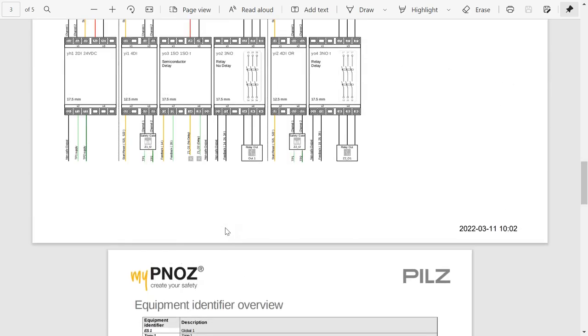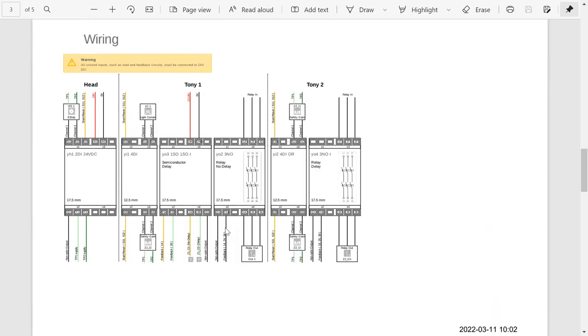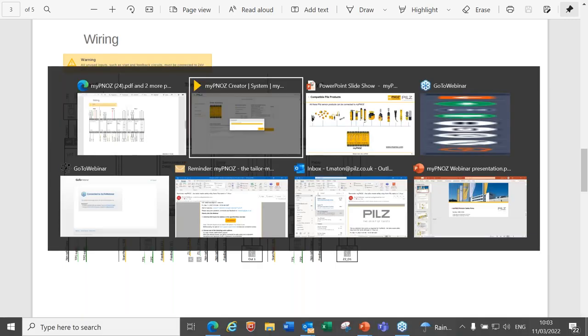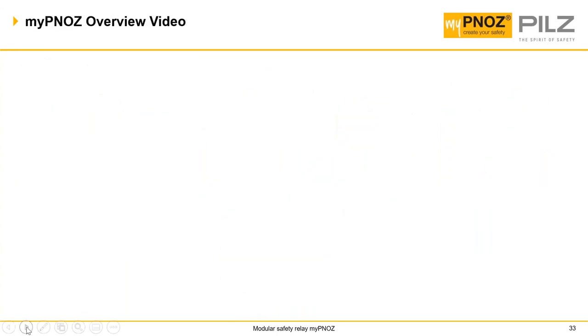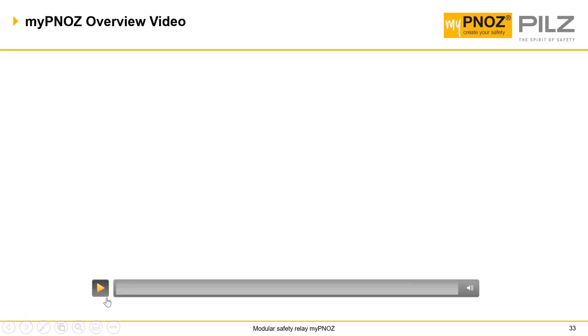So that's pretty much the myCreator tool. Like I said, it's very easy, very quick. What we'll do now, we'll just go back to the presentation. And just by way of recap, I want to play a short video of some 2.5 minutes. This will recap what we've gone through today, and this also gives us further opportunity for any more questions.